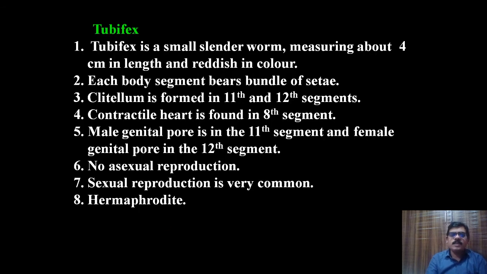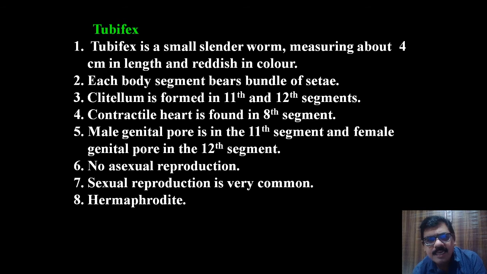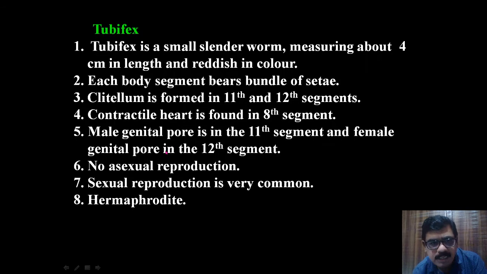Then the next animal is the Tubifex. This is the Tubifex. It is classified into phylum Annelida, class Oligochaeta, order Archaeoligochaeta, and the genus is Tubifex. This is a very small, slender worm measuring about 4 centimeter in length and reddish in color. Each body segment bears a bundle of setae. Means in every segment it has the locomotory organ, and these are called the setae.